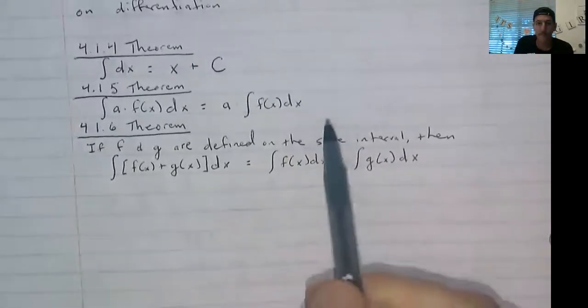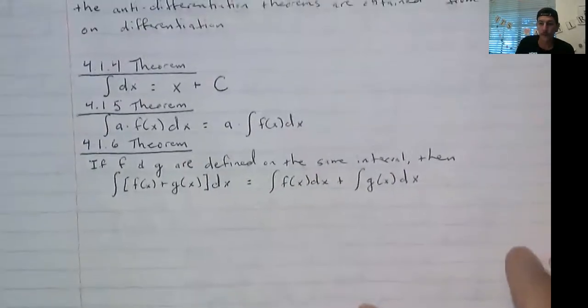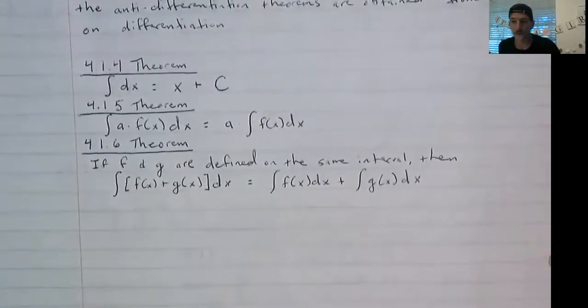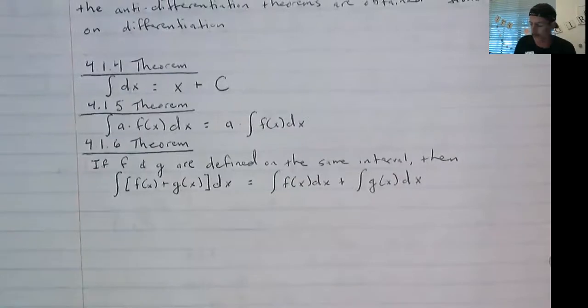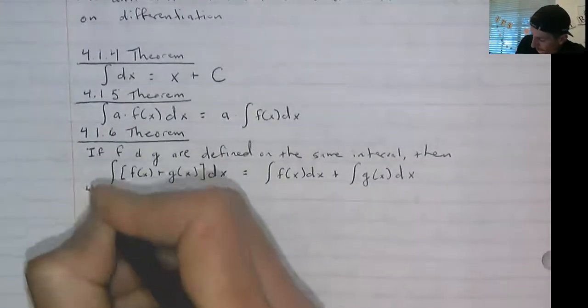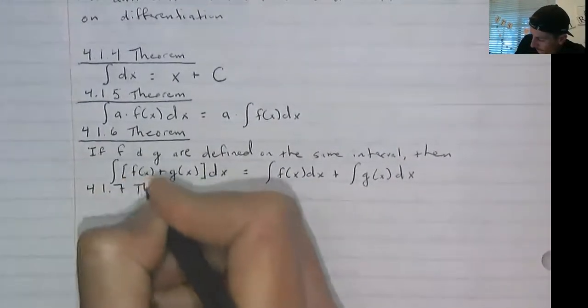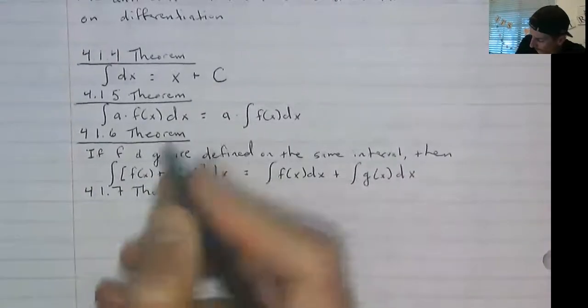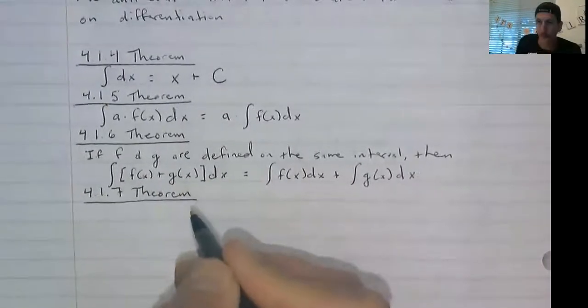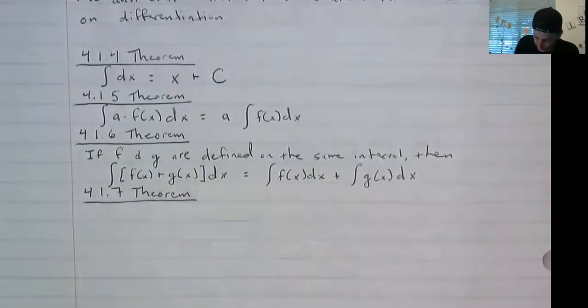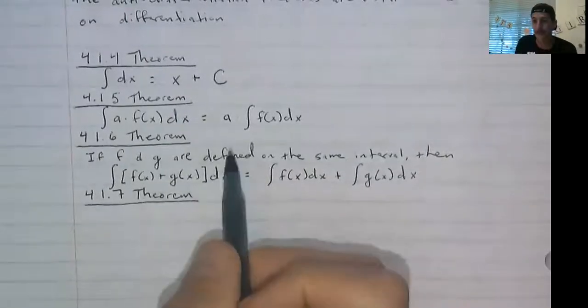And then squashing these theorems all together into one, and how we will ultimately use this in practice, is the 4.1.7 theorem. And these are important enough to have their own names: 4.1.7, 4.1.6, that we can combine this for any number of functions.